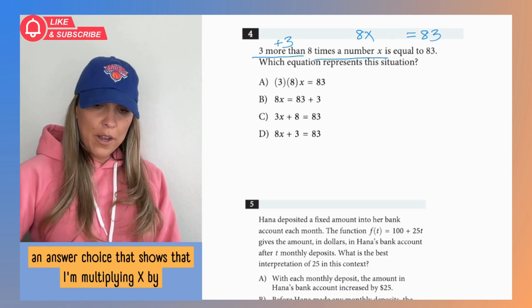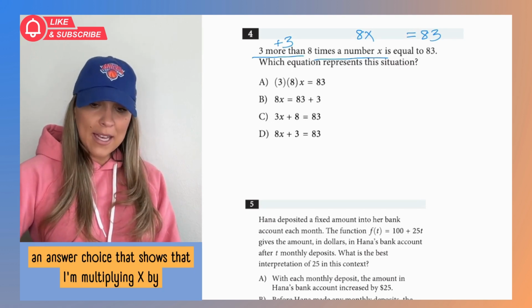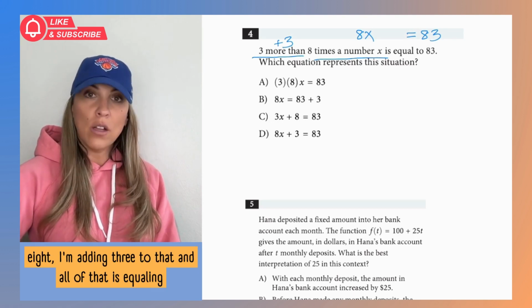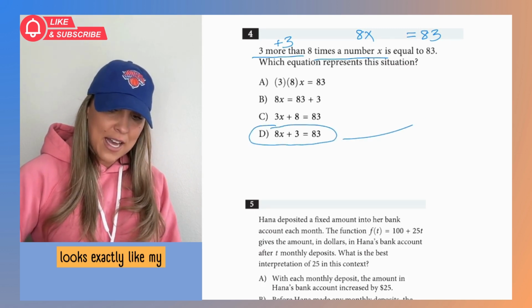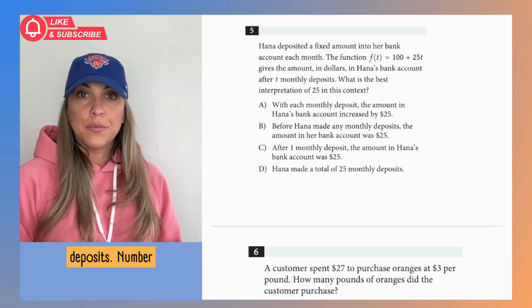So I'm looking for an answer choice that shows that I'm multiplying x by 8, I'm adding 3 to that, and all of that is equaling 83. And I see that answer choice D looks exactly like my annotations.